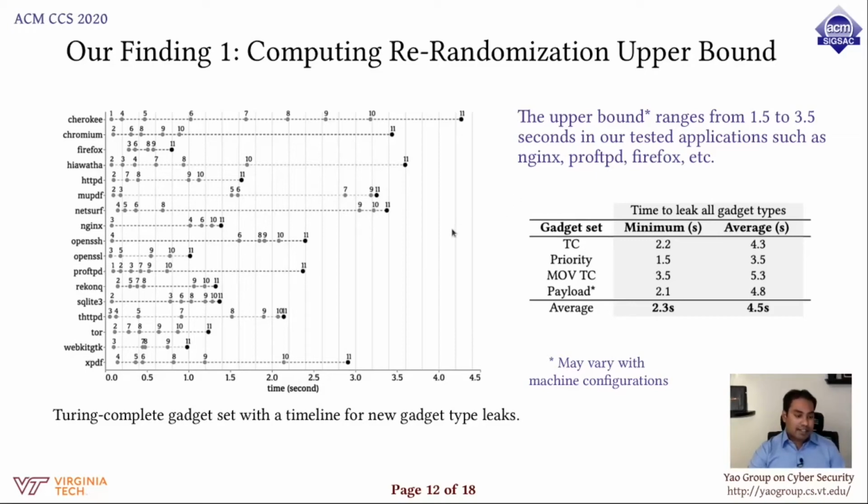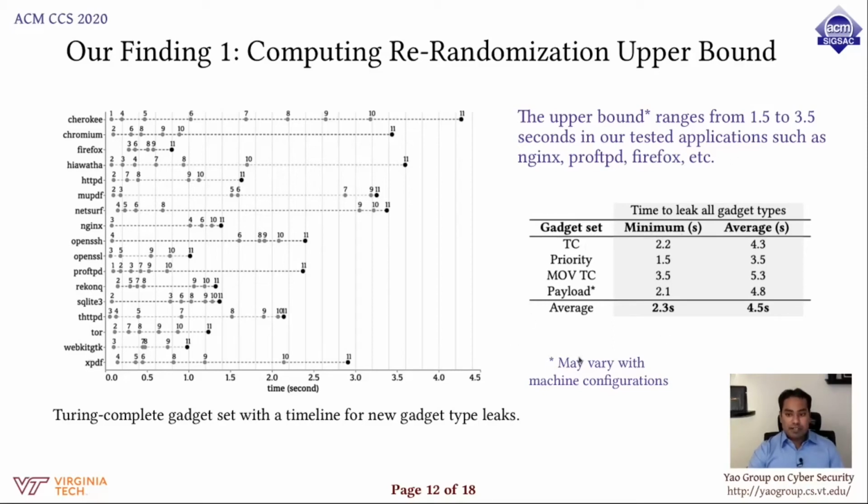For example, if we consider the Chromium browser, we can see the recursive code harvesting process takes roughly 0.5 seconds to leak 8 gadget types from the 11 gadget types of the Turing Complete gadget set, and it takes roughly 3.5 seconds to leak all the 11 gadget types. We ran it for all applications and all gadget sets, and this is the minimum time to leak all the gadget types from a gadget set, and this number ranges from 1.5 to 3.5 seconds.